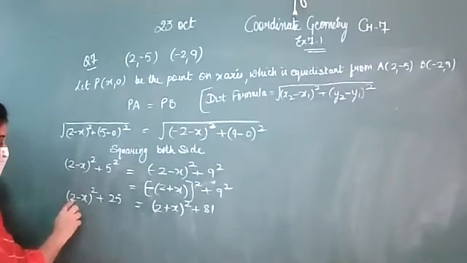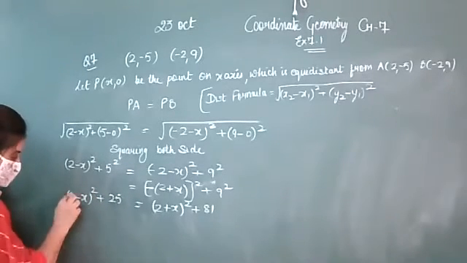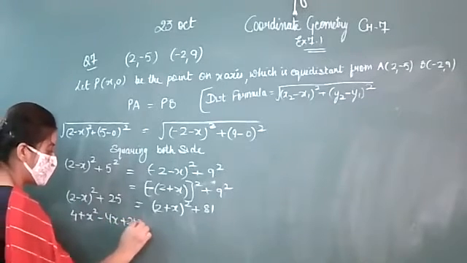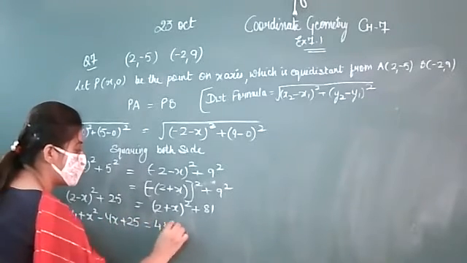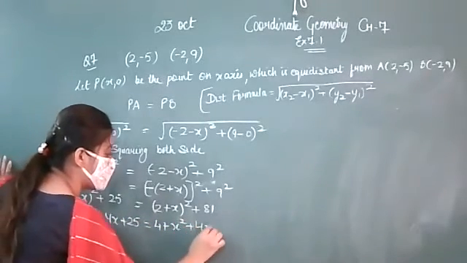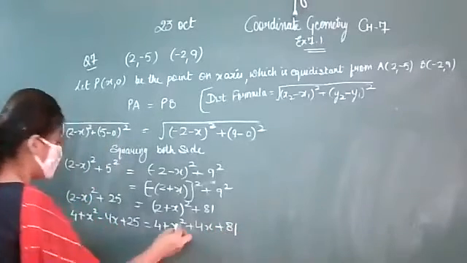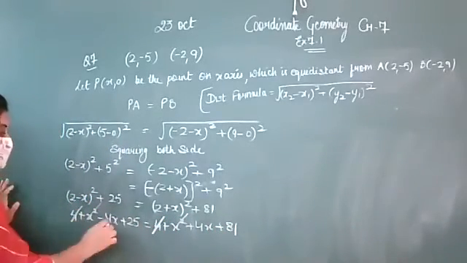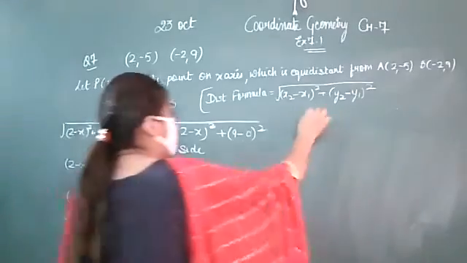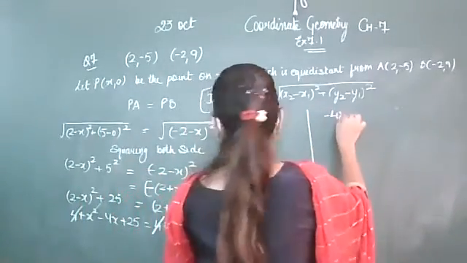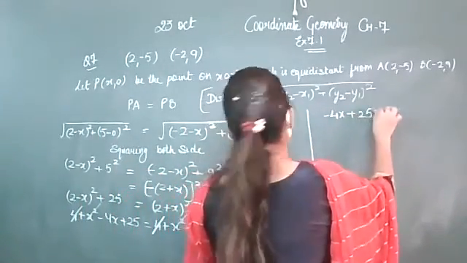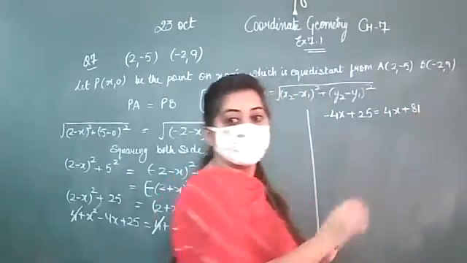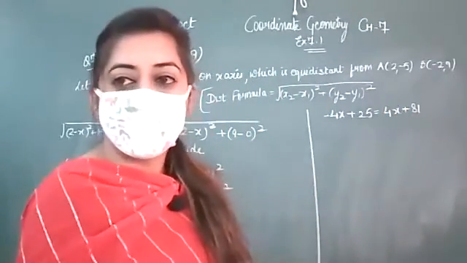Now open the square. This is your a minus b whole square, a square plus b square minus 2ab. And this will give you a square plus b square plus 2ab plus 81. This x square will cancel out. This 4 will cancel out. And we will get minus 4x plus 25 is equal to 4x plus 81. Any doubt, beta? Any doubt?